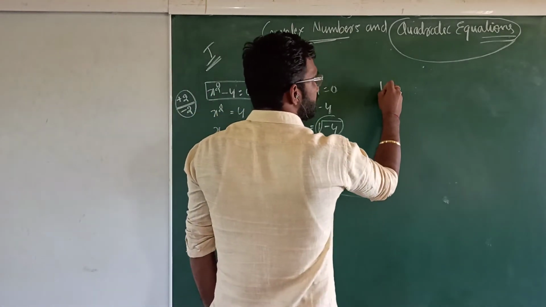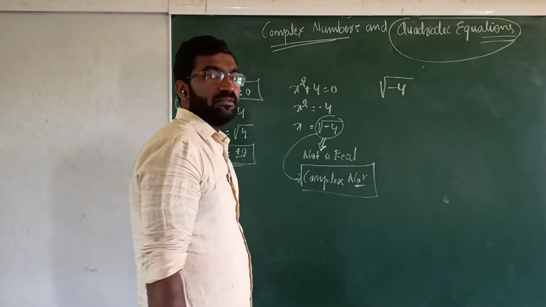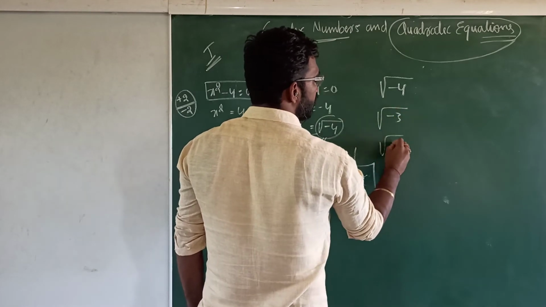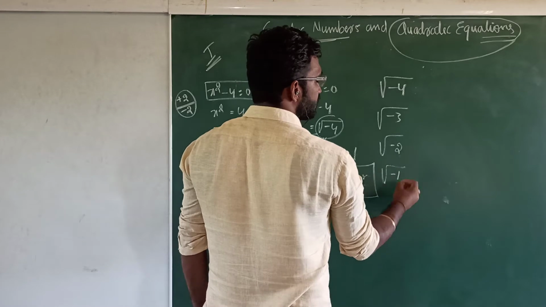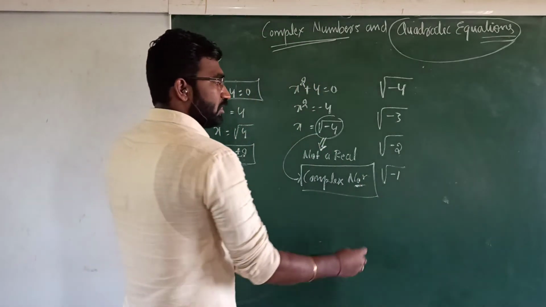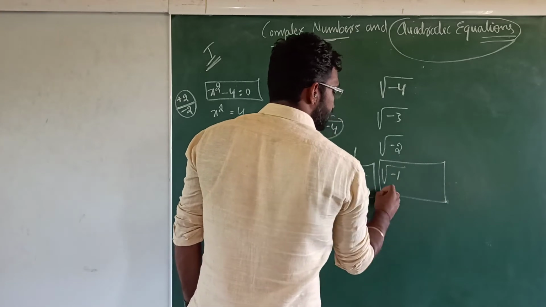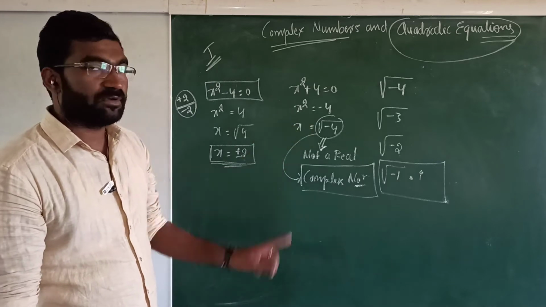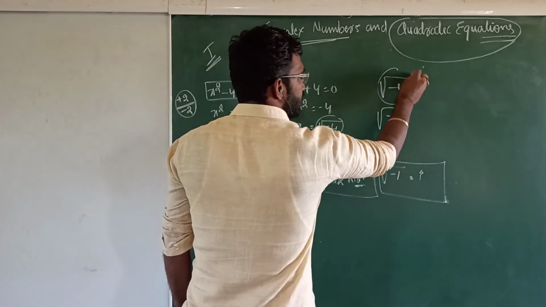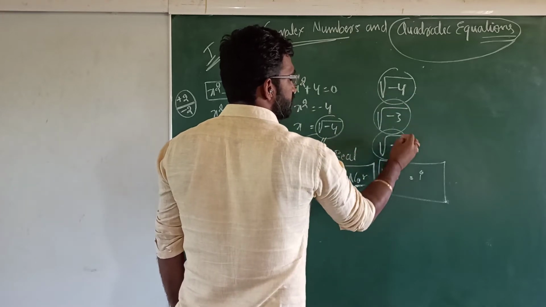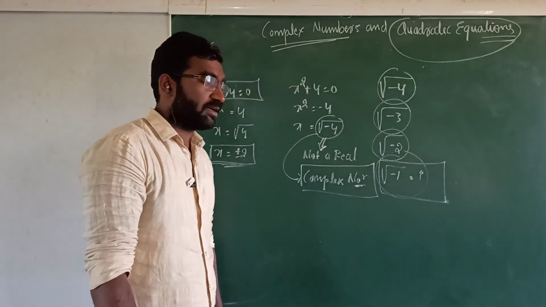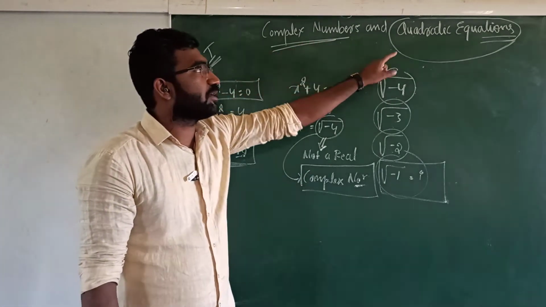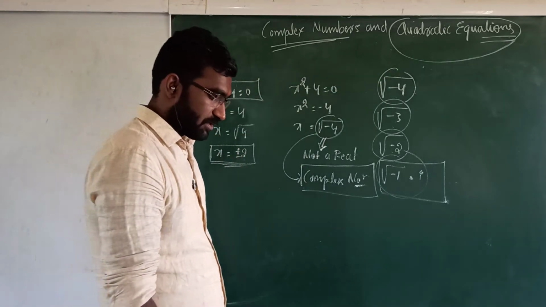So what is a complex number? Under root of a negative number is always a complex number. Under root of minus 3 is a complex number. Under root of minus 2 is a complex number. Under root of minus 1 is also a complex number. In complex numbers, the root of minus 1 will always equal i. Therefore, now we come to the conclusion: under root of minus 4, under root of minus 3, under root of minus 2, under root of any negative number is a complex number. So this is how complex numbers and quadratic equations are related, right?